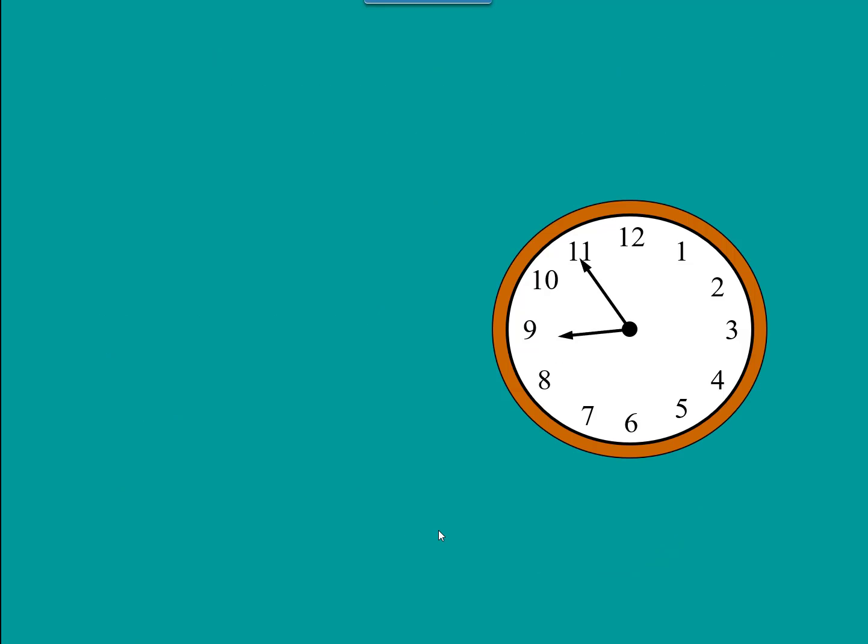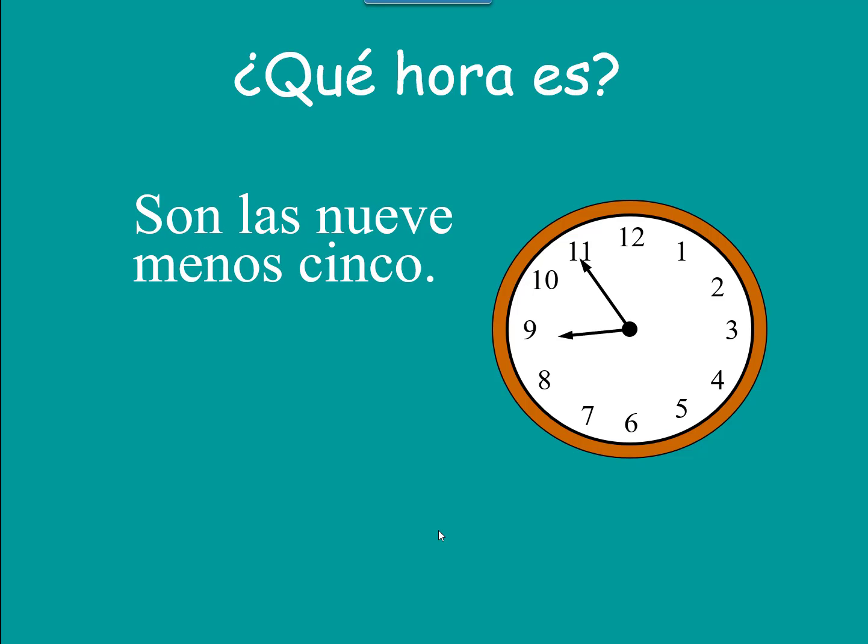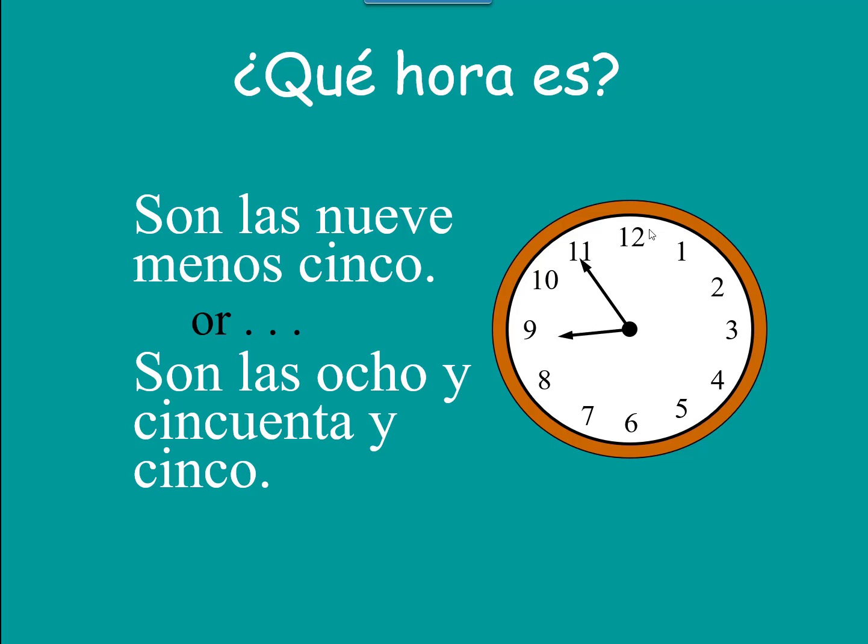Okay, what about this? It's almost 9. It's 5 minutes until 9. So we could say it's 8:55 or it's 5 minutes till 9. How do we say all this? ¿Qué hora es? Son las 9 menos 5, the way we just learned, is the next hour, las 9 menos 5, minus 5 minutes. O son las 8 y 55. That's what I was saying. Son las 8 y 55.